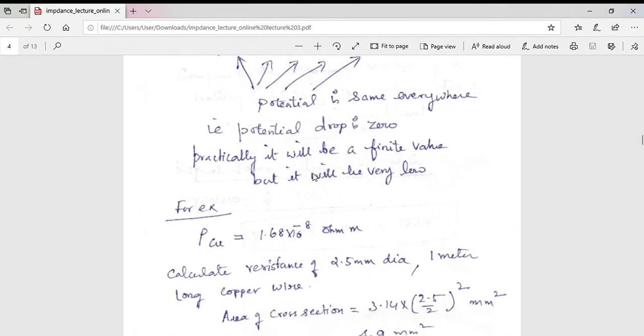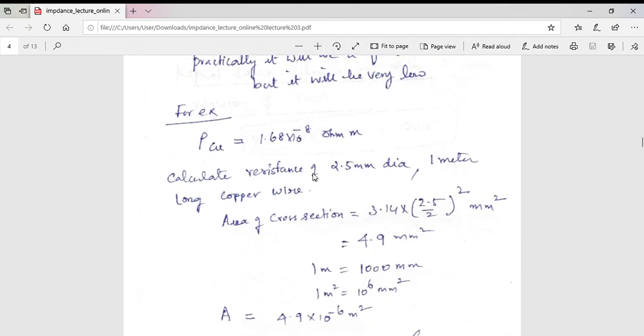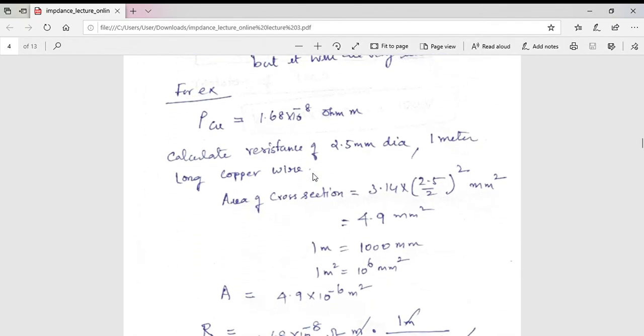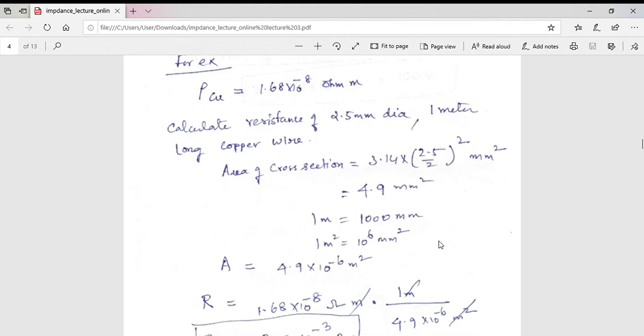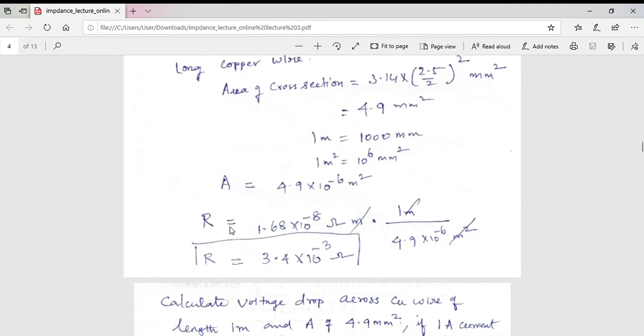Let me explain this scenario with an example. The resistivity of the copper wire is 1.6 into 10 power minus 8 ohm meter. Let us calculate the resistance, given the diameter of the wire is 2.5 mm and the length of the wire is 1 meter. You can easily follow this calculation. This is pi r squared, which is the area of the cross section of the circular wire, and you know the length is 1 meter. Substitute in this relation and you get a resistance of about 3 milli ohm.